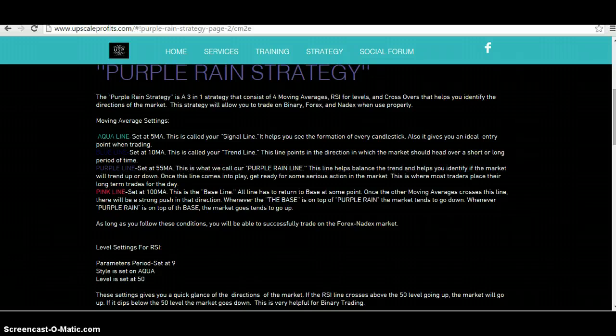So we have the aqua line. That's basically the signal line that helps you see the formation of each and every candlestick and also gives you an ideal entry point when placing a trade. Meaning that line is going to move in line with the candlestick, whether it's a bullish or bearish candlestick, and we know bullish is going up and bearish is going down.